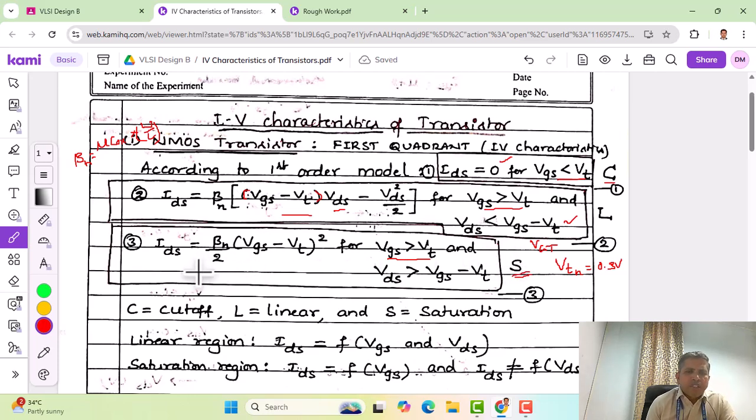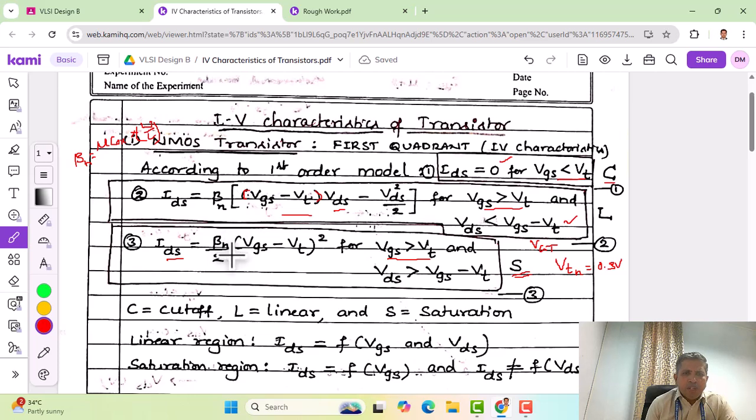The current that flows in the saturation region is given by IDS equals beta n divided by 2, times VGS minus VT whole square. In the previous video, we have shown how to derive all these equations, but now we are considering the final results to draw the characteristics of NMOS and PMOS.